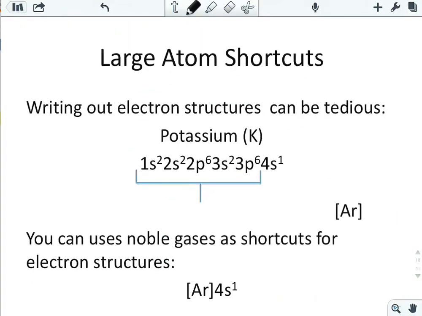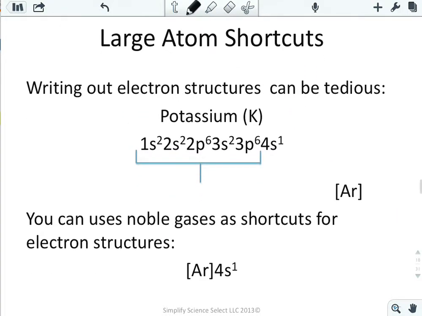So let's look at what happens if we have something larger. That can get really, really big. If we're looking at our periodic table and we were doing something that had 86 electrons, that's a huge amount of 1s2, 2s2, 2p6, and all of those, and it just keeps going on and on for a long time.